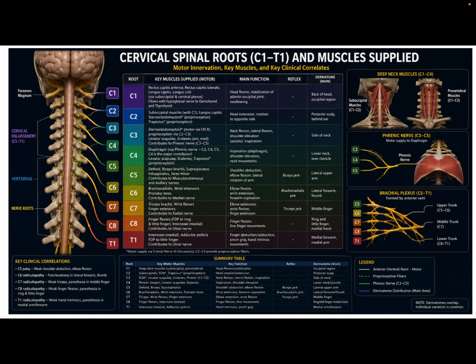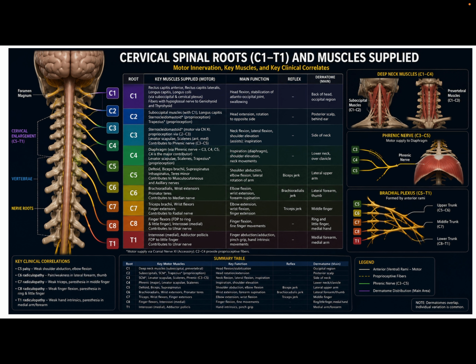C3 nerve root contributes to sternocleidomastoid, levator scapulae and anterior and middle scalene muscles, and it also contributes to the phrenic nerve. So it's the sternocleidomastoid motor via cranial nerve 11 and proprioception via C2 and C3. Its major functions include neck flexion, lateral flexion, shoulder elevation and inspiration, and there is no routine deep tendon reflex. The C3 dermatome corresponds to the side of the neck.